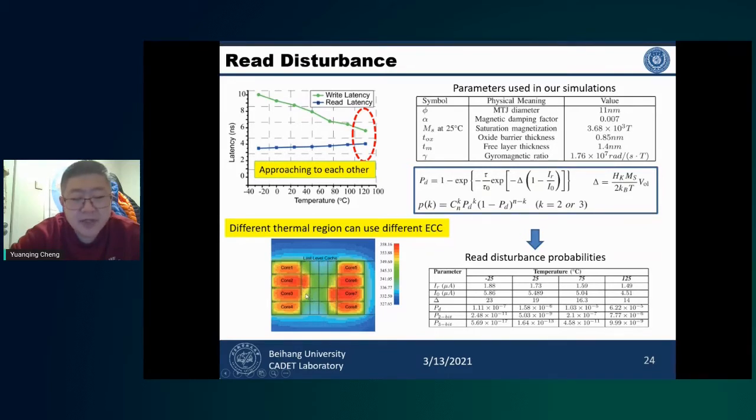And if the cell was read out erroneously, we can use the ECC code to correct it and recover the correct data. In the hot region, because of severe read disturbance, we may need a stronger ECC code. And in the cool region, maybe we can use a weaker ECC code, because the stronger ECC code has larger area overhead and longer coding and decoding latency.